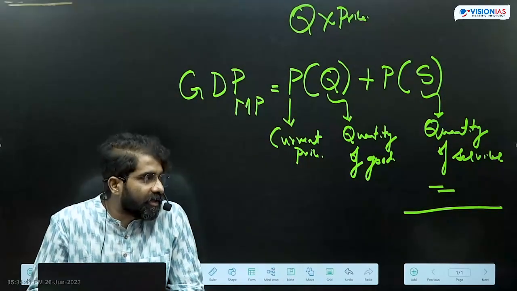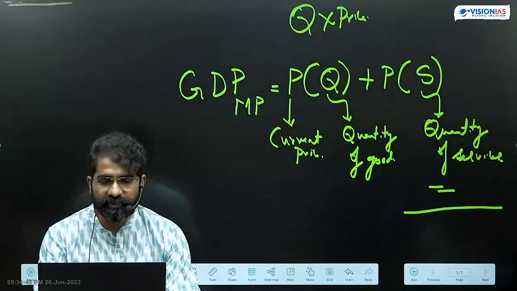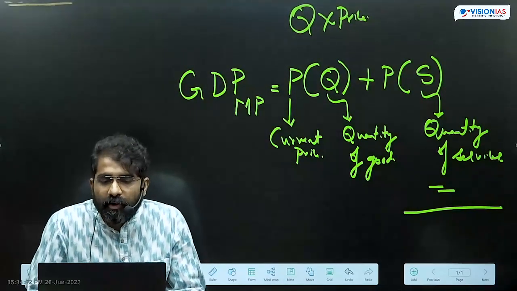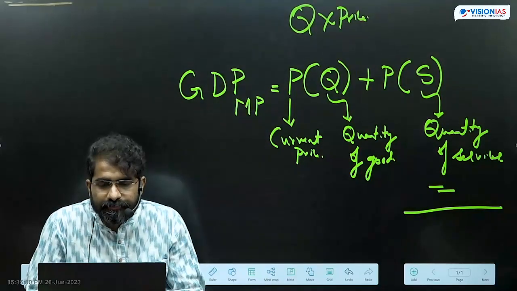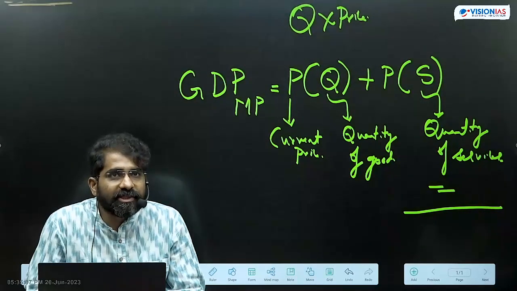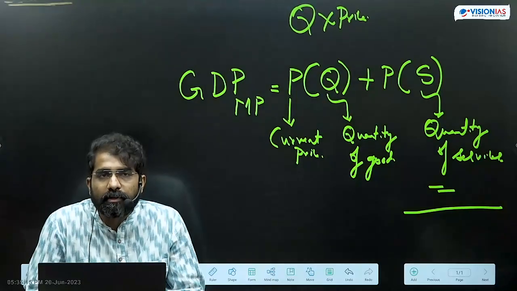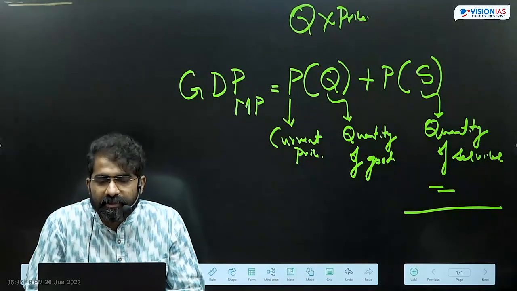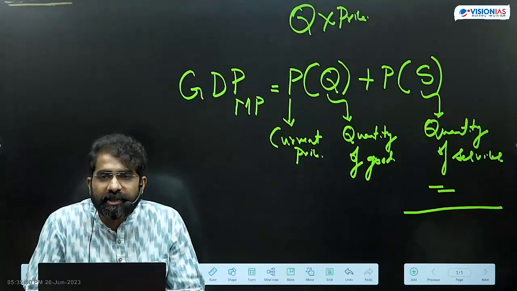Next, put the heading steps involved in calculation. First point, identify all the producing units in the domestic economy, and classify them into three sectors such as primary, secondary and tertiary.